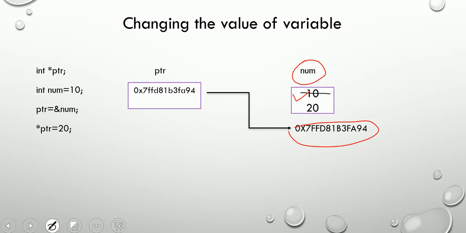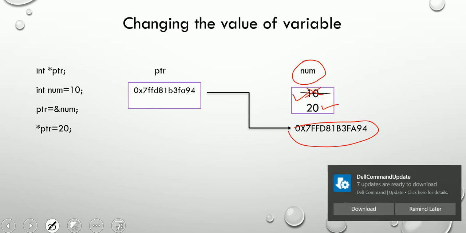Now can we change the value of num using the pointer? Yes, we can change. As I've already told, if I just print star ptr, what will we get? We will get 10. Means that star ptr will be pointing to this value. If I write star ptr equals 20, what will happen? The value 10 will be replaced with 20. So understood?